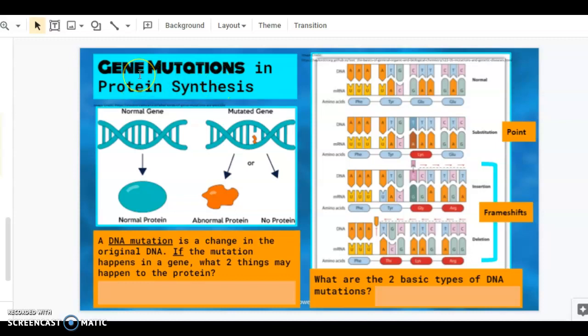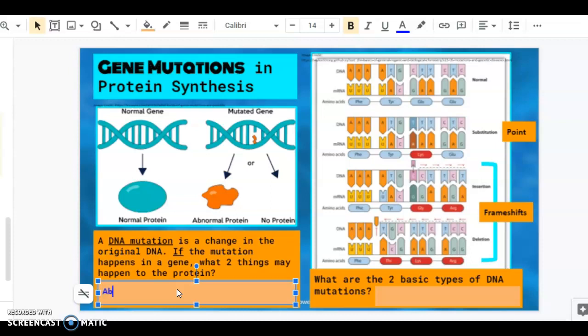Remember that DNA is the code the cell uses to put the right amino acids in the right sequence. So if the code is bad, then the protein can be bad. We call that an abnormal protein. Or if the code is bad, the cell might not be able to use it. It might not be able to make any protein at all. So gene mutations, DNA mutations, can lead to abnormal proteins, which means they're not going to function like they should, or no proteins where one should be made.